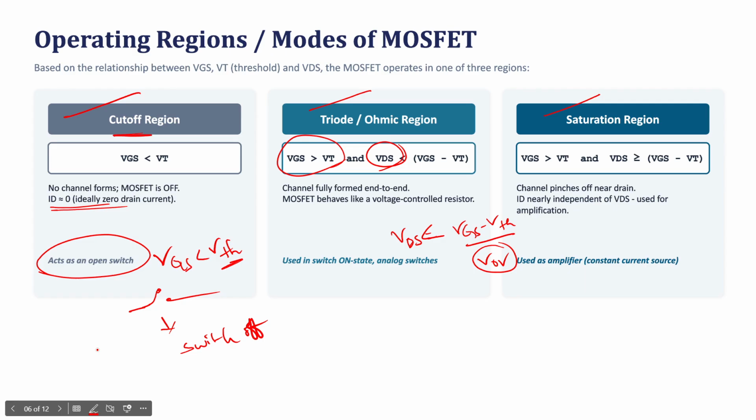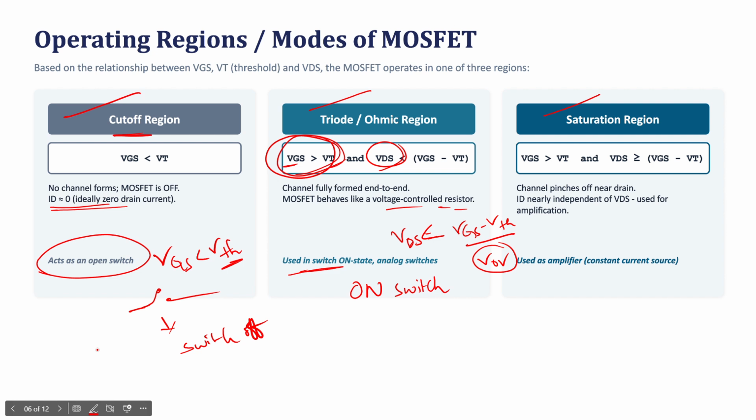What will happen? The channel is formed end to end. Whatever the gate voltage we apply is greater than the threshold voltage. So then the MOSFET is going to conduct. The channel is formed, so the flow of current is through the channel between source and drain. So the MOSFET behaves like a voltage controlled resistor. It acts like an on switch. So in the cutoff region, it acts like an off switch. In the triode region, it is like an on switch.